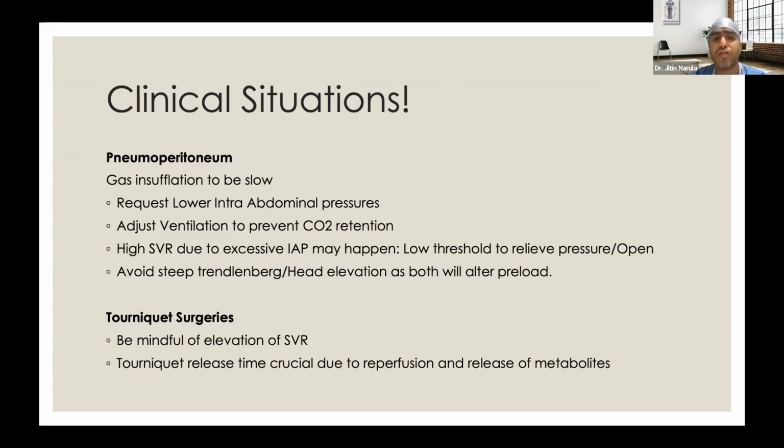Certain clinical situations which we need to be very aware of are pneumoperitoneum. Gas insufflation rate should be slow. Request for lower intra-abdominal pressures.